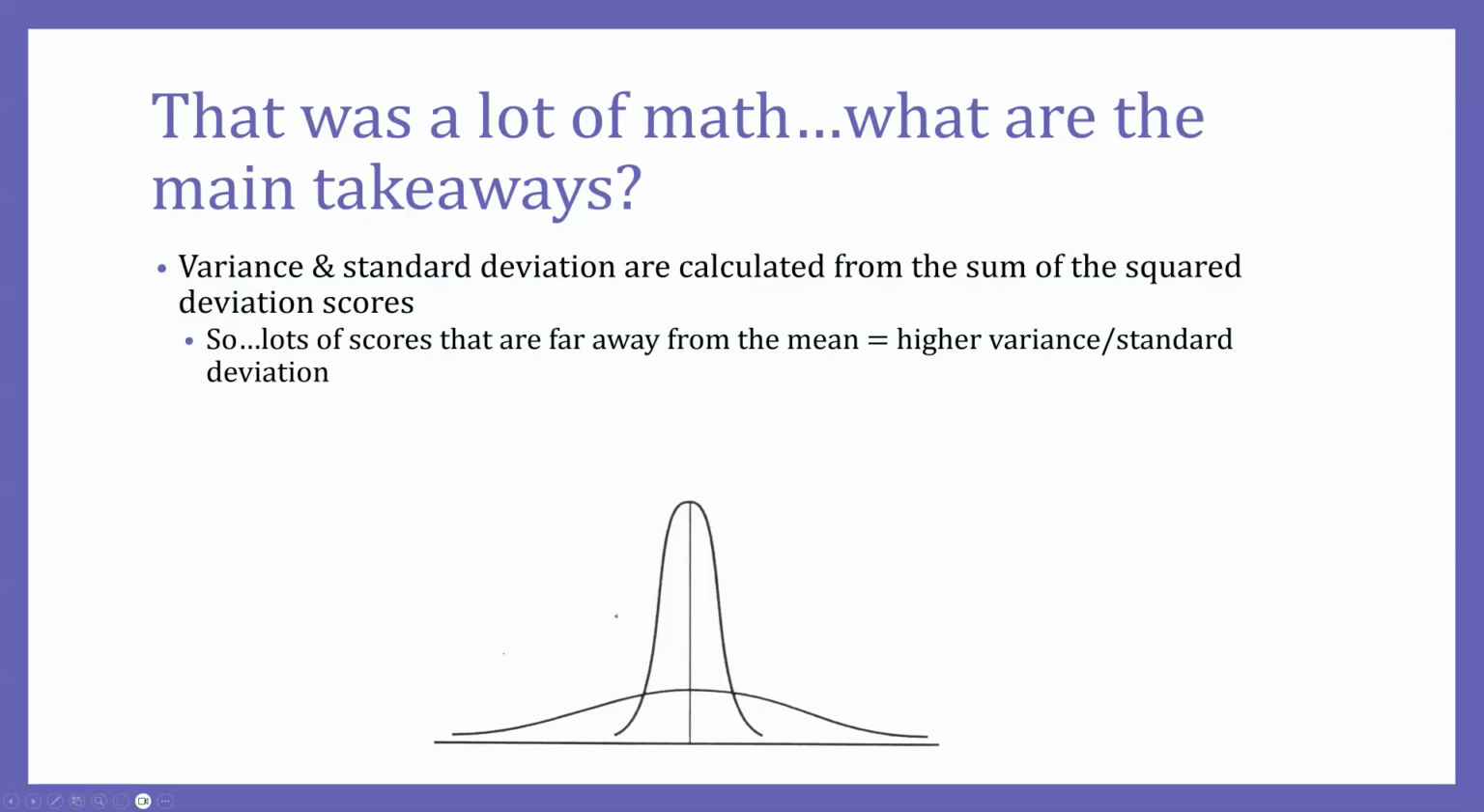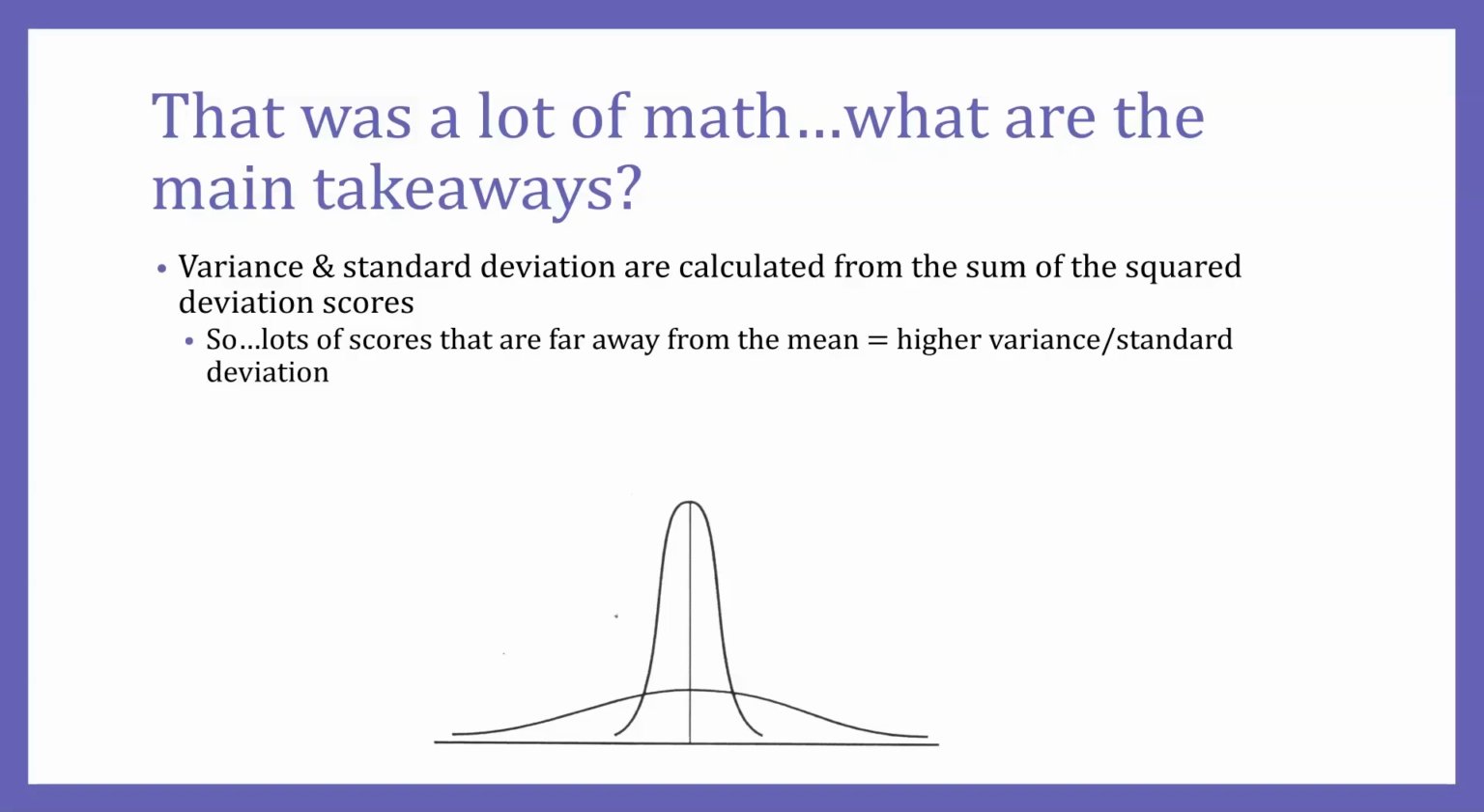The scores are not super far away from the mean. And so we're going to see lower variance, lower standard deviation. The average distance from the mean is not super far away. And so when we pair this with the mean, we're going to be able to figure out a little bit of information about our distribution and how much variability there is.